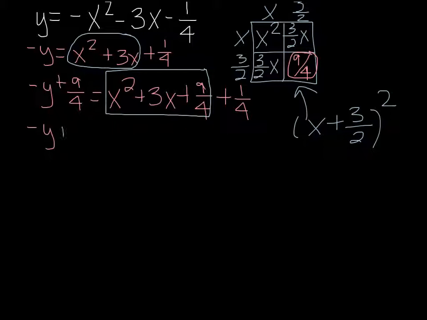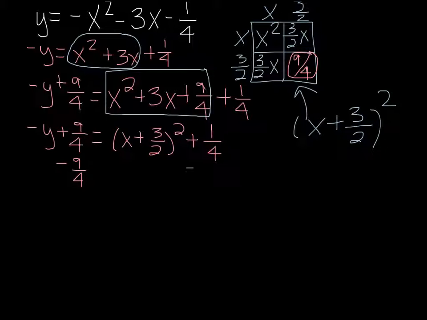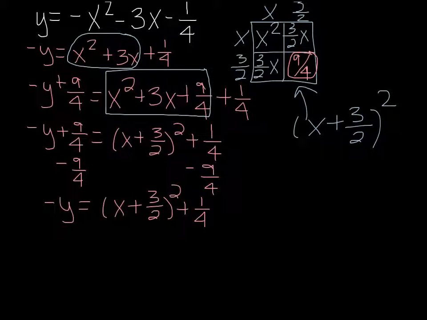So this simplifies then to be x plus 3/2 squared plus 1/4 still over here. Now what you can do though is you can subtract the 9/4 from the left hand side and make sure you do it on the right hand side to balance your equation. So on the left hand side you're left with negative y, and on the right hand side we have x plus 3/2 squared, and then a positive 1/4 minus 9/4.